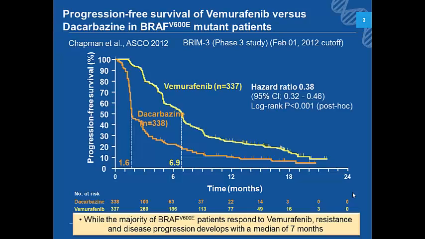The identification of selective and potent small molecule inhibitors of mutant BRAF V600E, such as vemurafenib, has revolutionized the treatment of melanoma. And phase 3 studies, like the one that I'm showing you in this slide, have shown the superiority of vemurafenib over standard of care, dacarbazine, for treating BRAF mutant melanoma patients. However, while the majority of BRAF V600E patients respond to vemurafenib, resistance and disease progression do develop with a median of around 7 months.